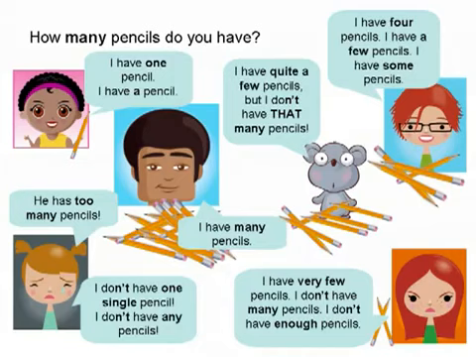I have 4 pencils. I have a few pencils. I have some pencils. I have many pencils. I have quite a few pencils, but I don't have that many pencils. He has too many pencils. I don't have 1 single pencil. I don't have any pencils. I have very few pencils. I don't have many pencils. I don't have enough pens.